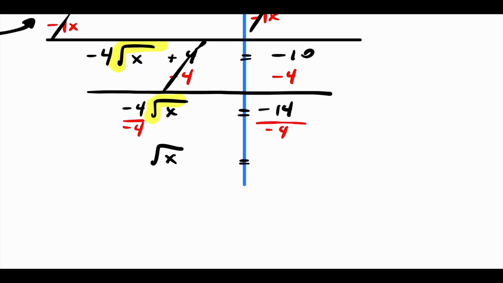Negative divided by a negative makes a positive over a positive, so you can reduce that to 7 over 2 because you can divide them both by negative 2. The root is by itself. How do I get rid of it? Square it. Square both sides.